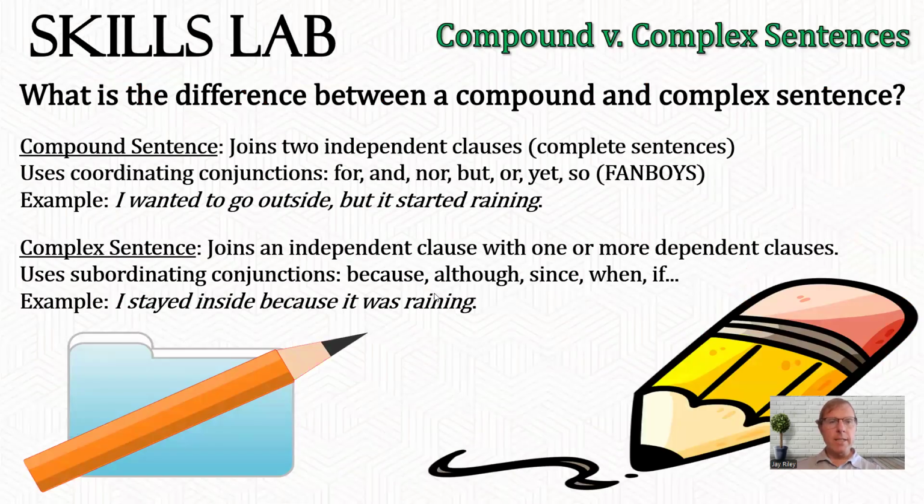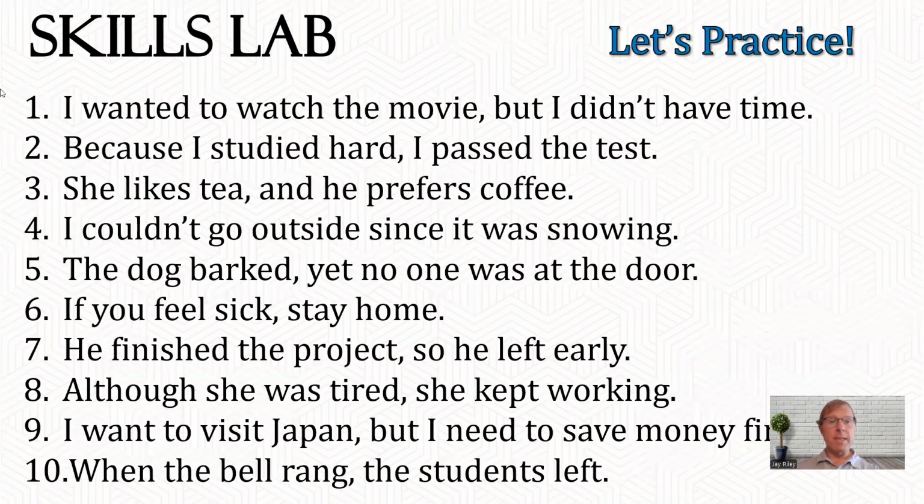Okay, let's go ahead and talk about compound and complex sentences. Compound sentences are sentences where we're combining two independent clauses with a coordinating conjunction: for, and, nor, but, or, yet, or so. Complex sentences, on the other hand, share an independent clause together with a dependent clause. And they use subordinating conjunctions like because, although, since, when, and if. So let's take a look at some of these here.